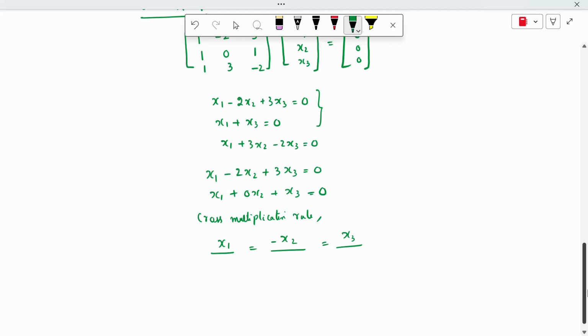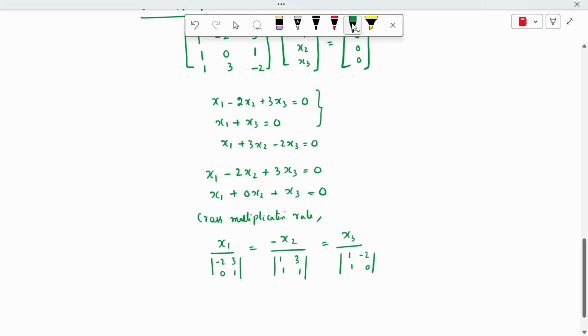How we have to do it: consider x1, you have to hide it. X1 you should not consider at all. Remaining only in the determinant format. So the next one, I am not going to consider it. So minus 2, 3, 0, 1. Completed. In the same way, x2 you should not consider. Remaining in determinant format: 1, 3, 1, 1. The same way here: 1, minus 2, 1, 0.